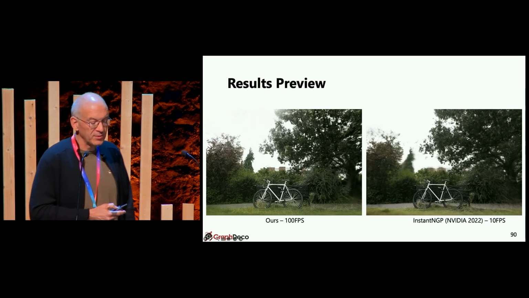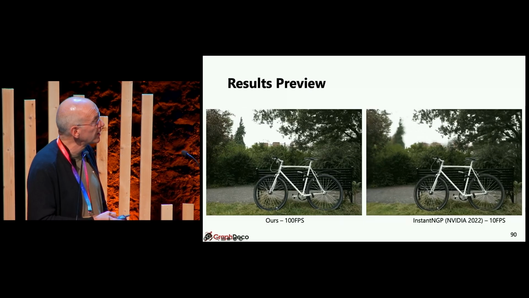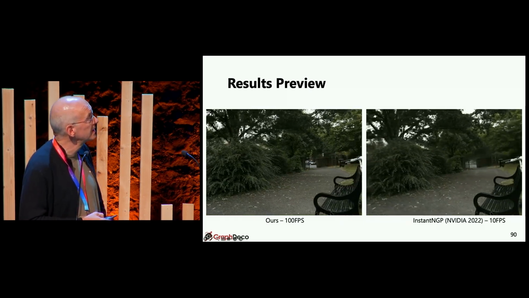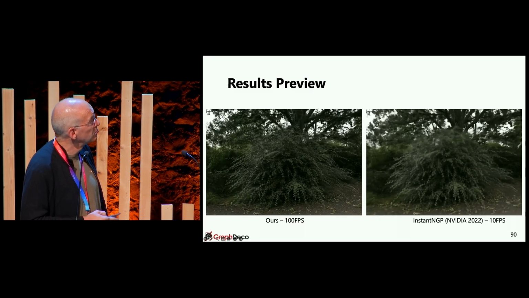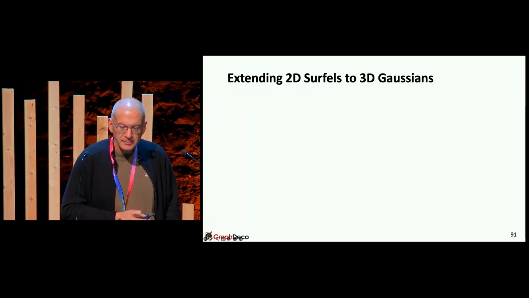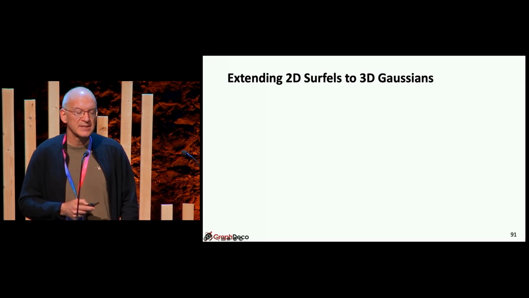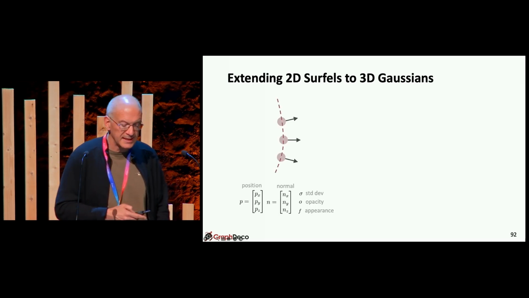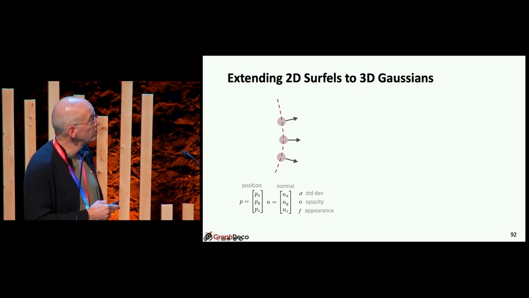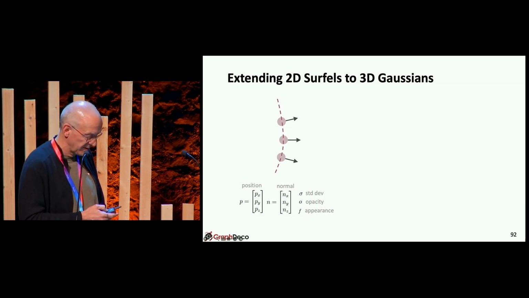And as a preview of the results, this was the work that was presented by NVIDIA the year before ours, and we can see that we're getting slightly better quality at much faster speed. So how do you extend these 2D circles to 3D Gaussians? As I said, circles are these little points, so there's a position, a normal, and we used the standard deviation for the Gaussian kernel reconstruction, opacity, and this appearance vector.